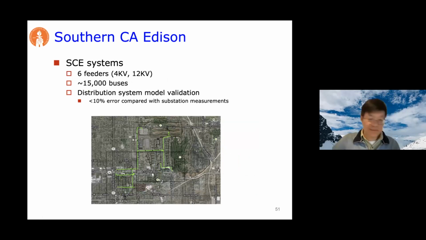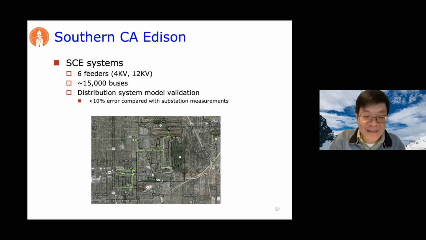Almost 8 years ago or so, we worked with Southern California Edison, which is a local utility company in Southern California. And we looked at 6 of their feeders, 4 kV and 12 kV feeders. Together, they're about 15,000 buses, unbalanced 3-phase. And we built a distribution system model, power flow models and so on, and validated that model with the measurements from substation measurements. And it's reasonable. It's less than 10% error. It would be nicer if the error is smaller, but less than 10% is reasonable.